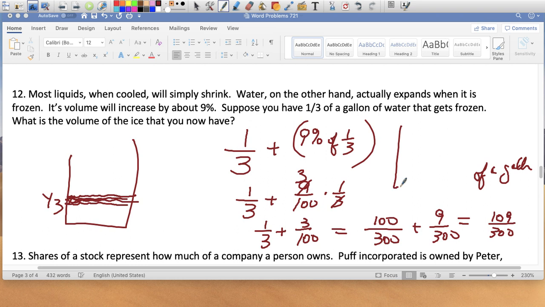So imagine if you have that jug and you were to break that into 300 parts, right? This is 100 over 300. This is 200 over 300. And obviously the top is 300 over 300. So you were here, but when it froze, it expanded a little bit. So you're now here, and I'll write it on the other side, 109 over 300. So you notice your volume did increase, but very little.